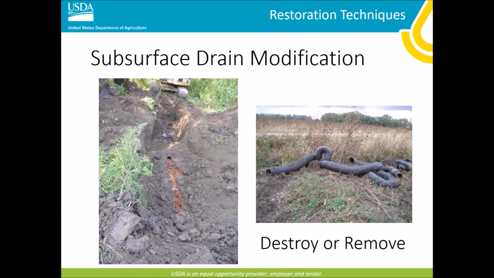I can tell you though, I kind of feel bad when we do this, because you think of the money and the time that was spent to put in this subsurface drainage to try to farm those marginal grounds. It's kind of sad to do, but you have to remind yourself that it was marginal ground and something that really probably shouldn't have been farmed in the first place. So next slide.